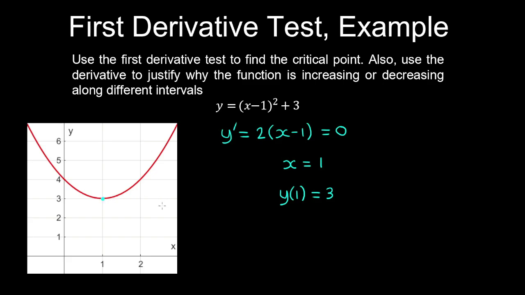And we can also observe from the derivative that for x less than 1, the slope of the tangent to the curve is negative, and therefore the function is decreasing. And for x greater than 1, we can see that the slope of the tangent to the curve is positive, and therefore the function is increasing.